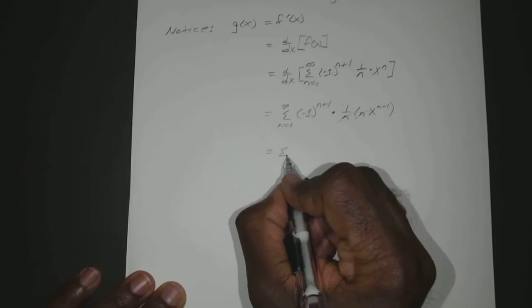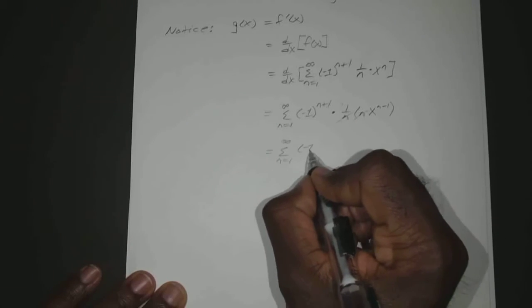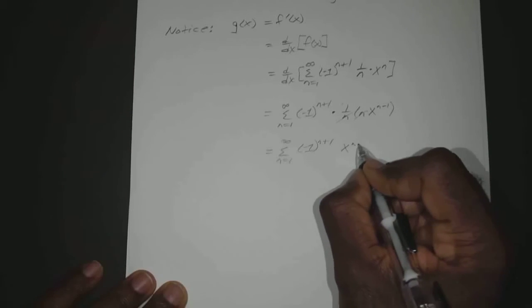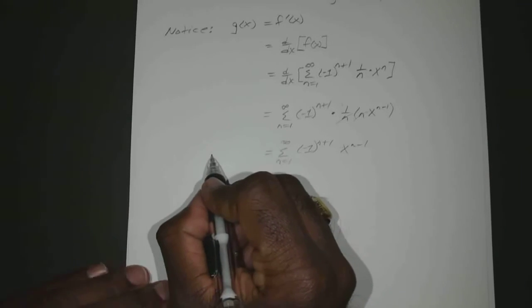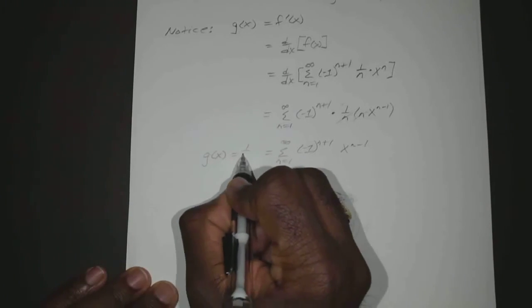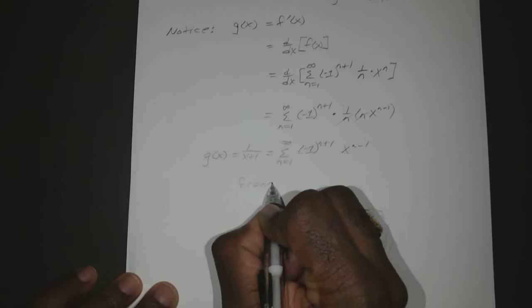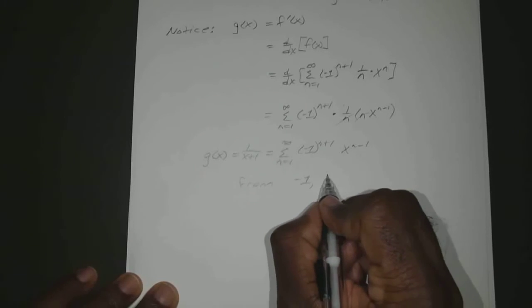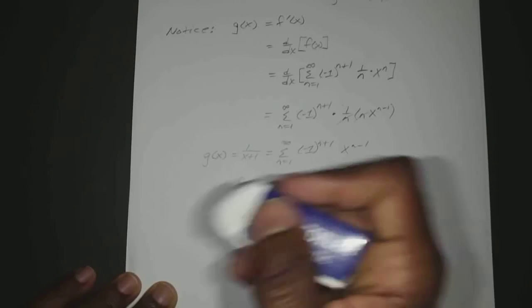So it's equal to the sum from n equals 1 to infinity of negative 1 to the n plus 1 power of x to the n minus 1. Yep, so that's your g of x, from negative 1 to 1. Uh-oh, I put a comma there when I meant to put a less than.